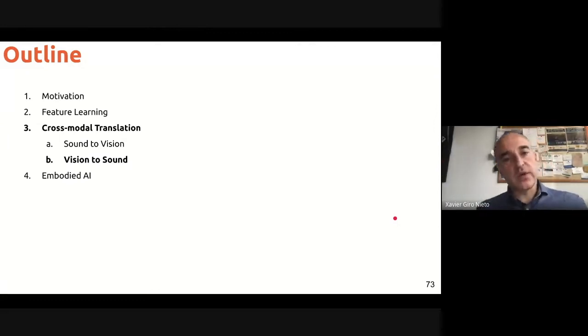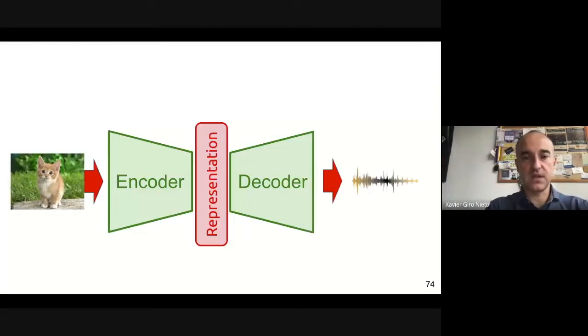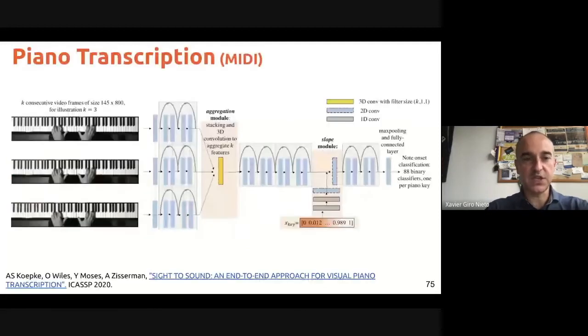What if we look at it the other way around? What if we go from vision to sound, and try to predict sounds from vision? So that's the next setup we are going to address. Imagine now that we have a video of somebody playing the piano, and we want to predict the music that is being played. In particular, in this work, they are not going to predict the raw audio, but the MIDI transcription.